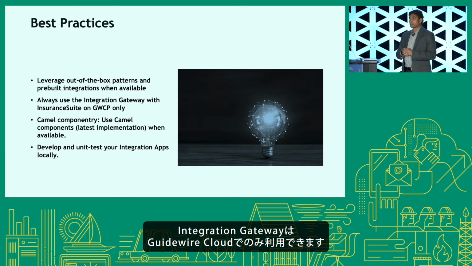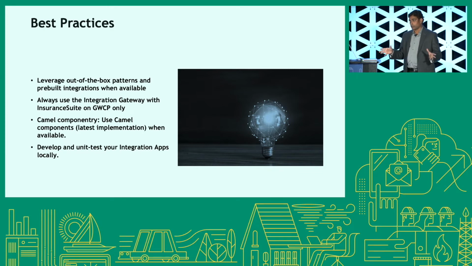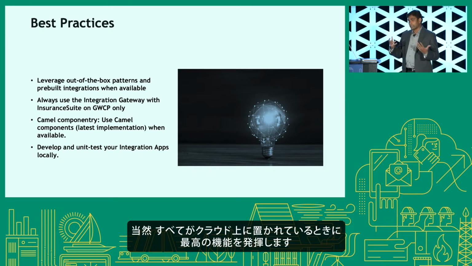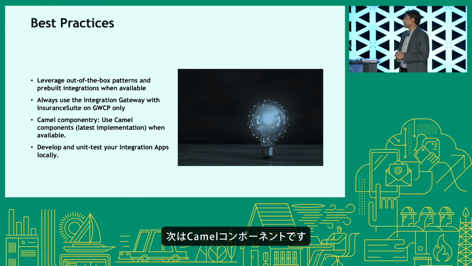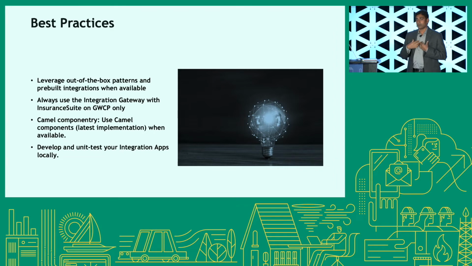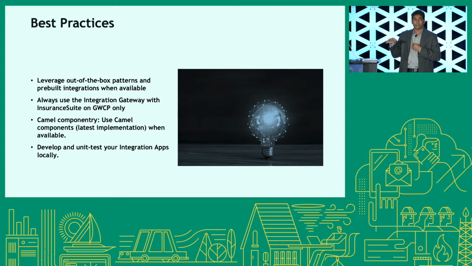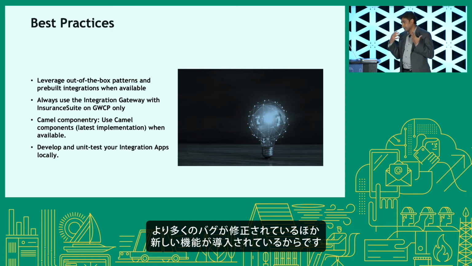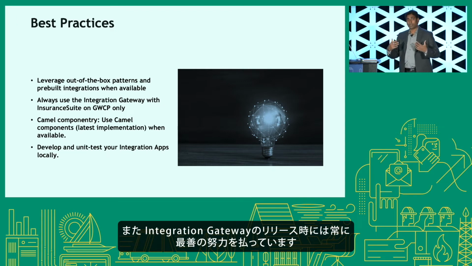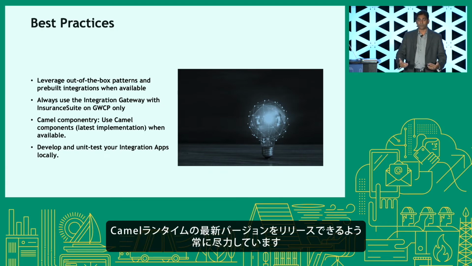Integration gateway is only available on cloud, right? So obviously, it works best when everything is on cloud. Camel componentry, it's just our experience. Always use the latest version of the Camel components, right? Because one, there are more bug fixes. They might have introduced new features. And we are doing our best. Whenever we ship an integration gateway, we'll always try to ship the latest version of the Camel runtime as well.